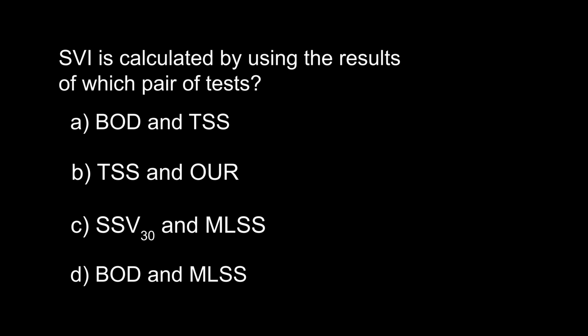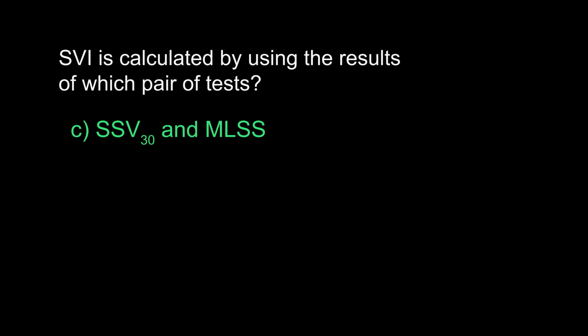SVI is calculated by using the results of which pair of tests? A. BOD and TSS, B. TSS and OUR, C. SSV30 and MLSS, or D. BOD and MLSS. The answer is C, SSV30 and MLSS.